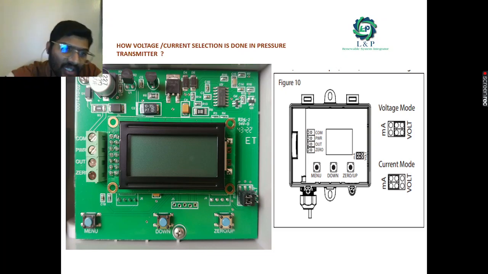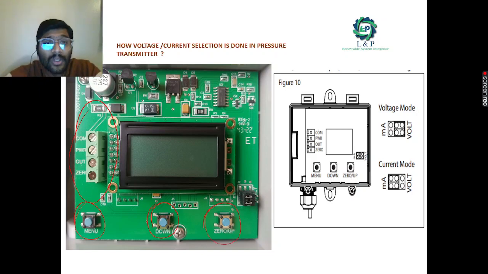Okay, so now most importantly, as I told earlier, when you open the lid, this is how it looks. As you can see here, we have terminals. We have power connection terminals and signal output terminals also present here. As you can see here, we have a menu button, a down button and an up button, as well as this button, which we can also use for zeroing.